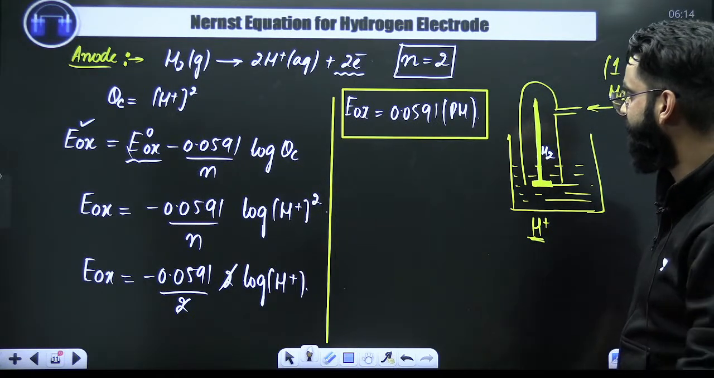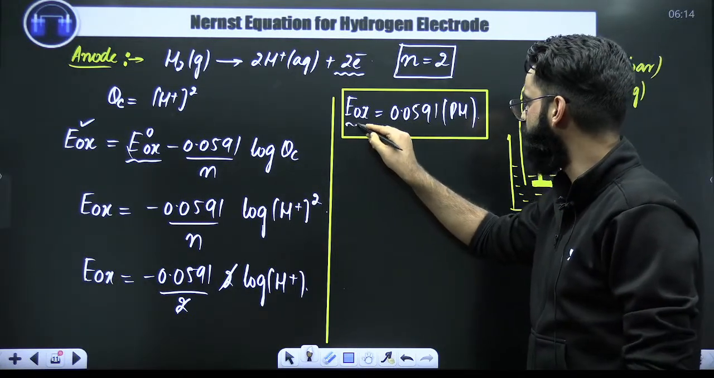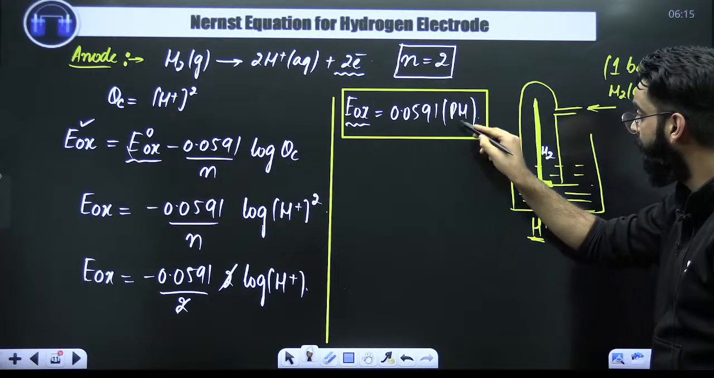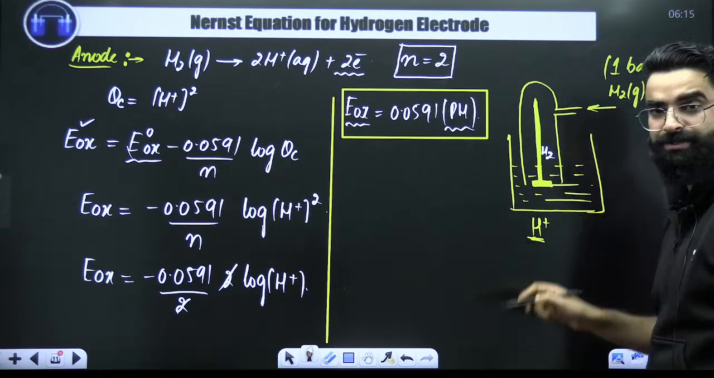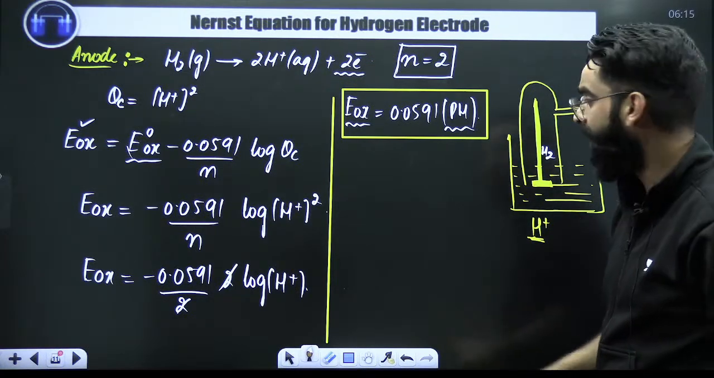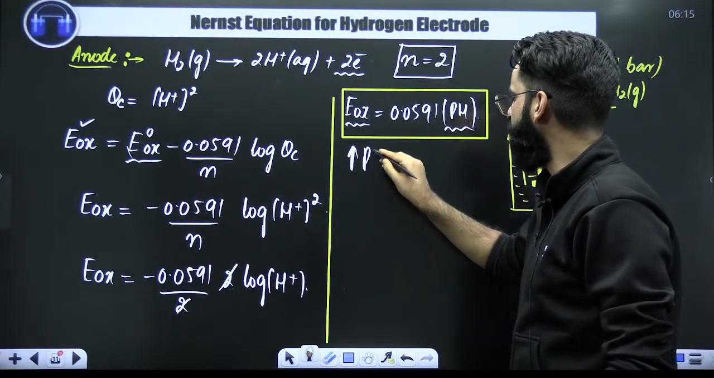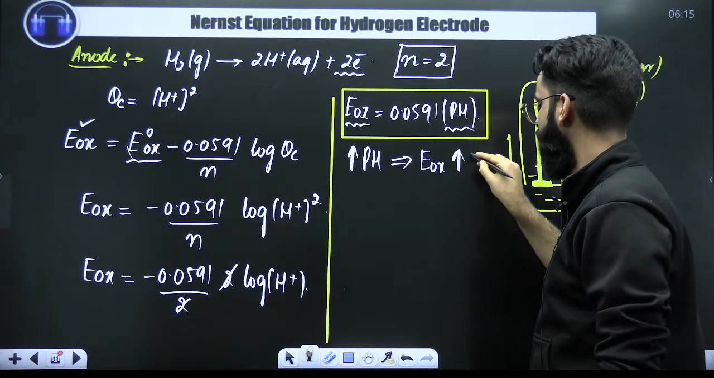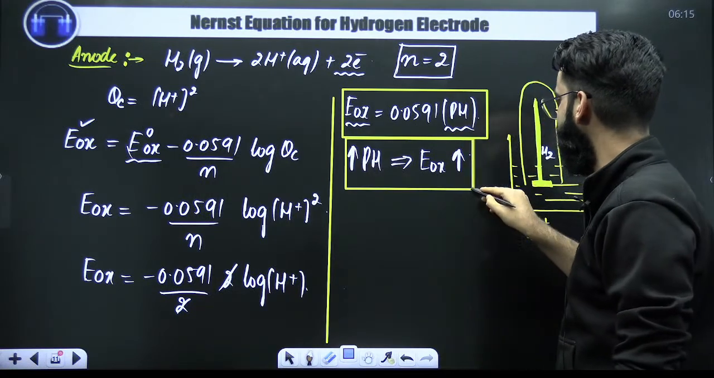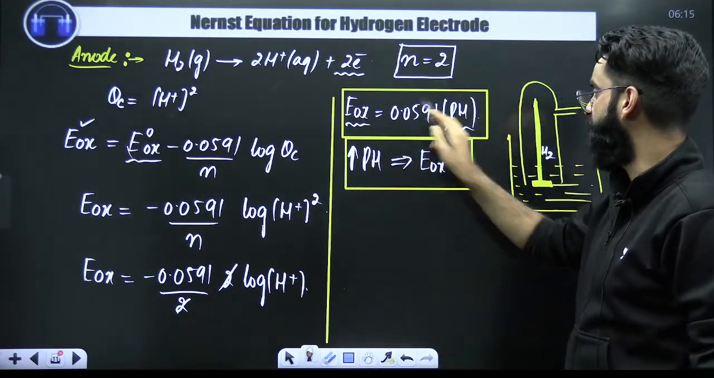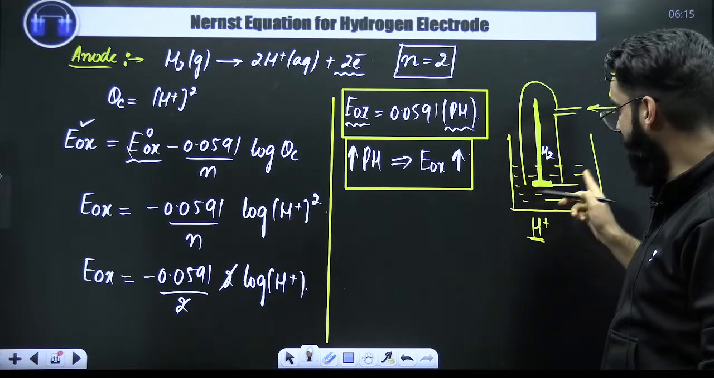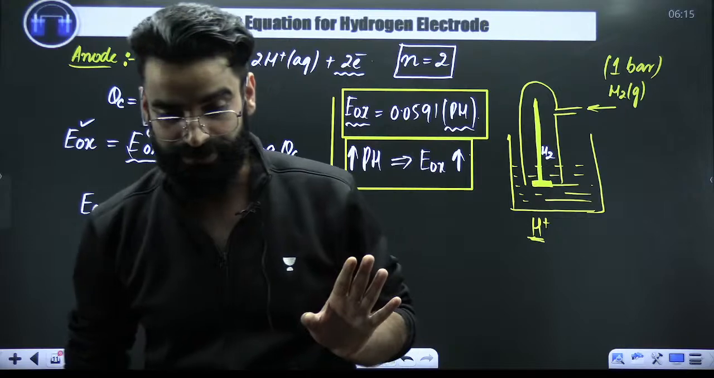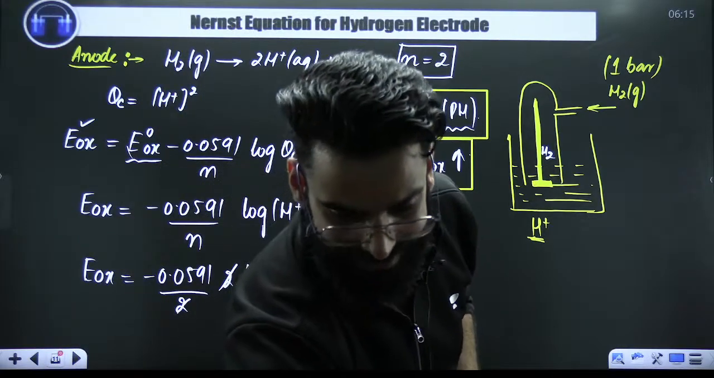Now guys, tell me one thing. Can I say the oxidation potential of the hydrogen electrode depends on the pH of this solution? It depends on the pH of this particular solution, right? So on increasing the pH of the solution, does the oxidation potential of the hydrogen electrode increase or decrease? It will absolutely increase. Oxidation potential is directly proportional to pH. If you increase the pH of the solution, its oxidation potential will automatically increase. Right, people? Is it clear to everyone?